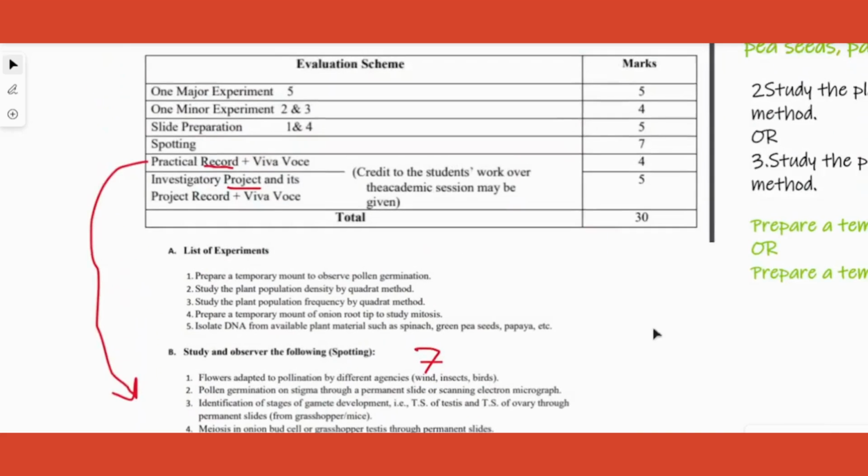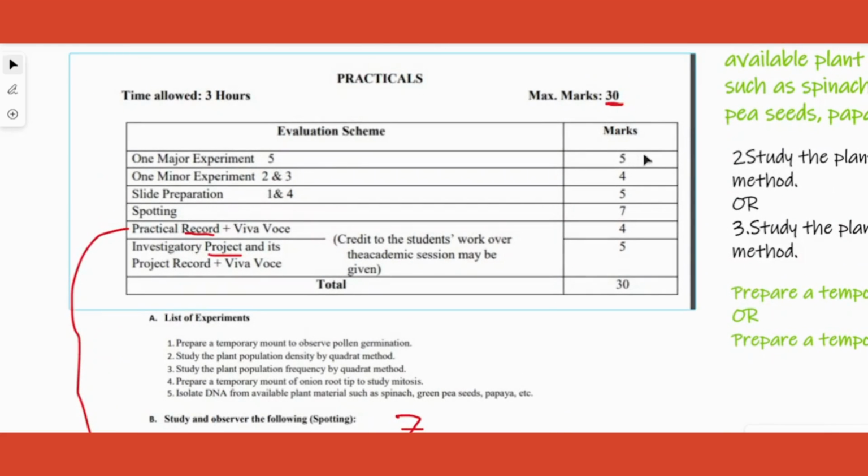Okay. So going back again. Major 5 mark, minor 4 mark, slide preparation 5, spotting 7. Next comes your journal work, your practical record, from which you get 4 marks along with 1 or 2 questions from it.